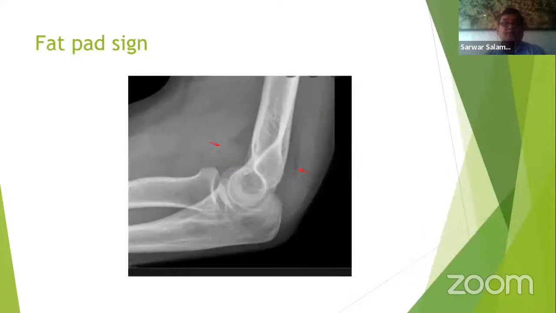The fat pad sign is sometimes important. There are fractures which may not be seen in X-ray, occult fractures. There could be elbow swelling, and we can see the anterior and posterior fat pad sign, and that should alert us that there is an occult fracture, though we are not seeing it in X-ray.